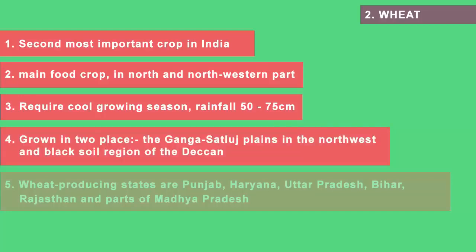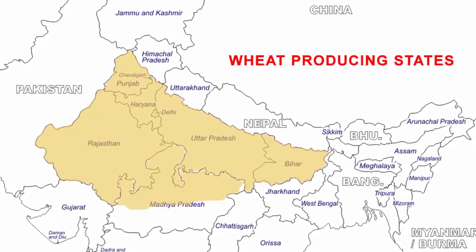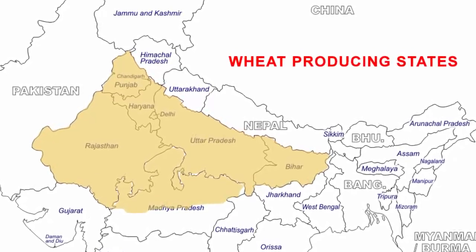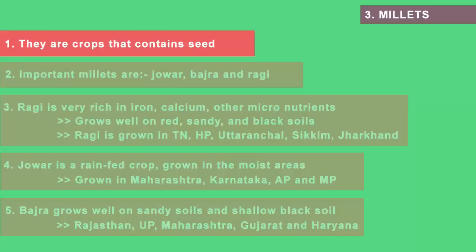So there are two important places where wheat is grown, and it is purely because of their ideal location. And those places are the Ganga Satluj plain in the north. We're talking about the regions of Punjab, Haryana, and the second region is the black soil region of the Deccan Plateau. Here the regions are Maharashtra, Madhya Pradesh. And the major wheat producing states are Punjab, Haryana, Uttar Pradesh, Bihar, Rajasthan, and Madhya Pradesh. So if you see, all of these places range from north to the central part of the country.